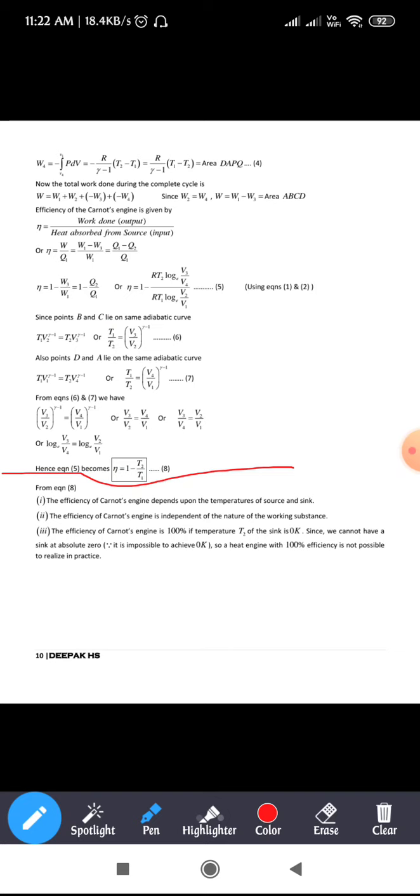T2 is nothing but the temperature of the sink. T1 is nothing but the temperature of the source. So eta is equal to 1 minus T2 by T1 is the efficiency of a Carnot engine. From here, just go through it once. In case you have any doubts, you can ask. Here the mathematics is a little bit more, so you may get a little confused. Just go through it clearly.